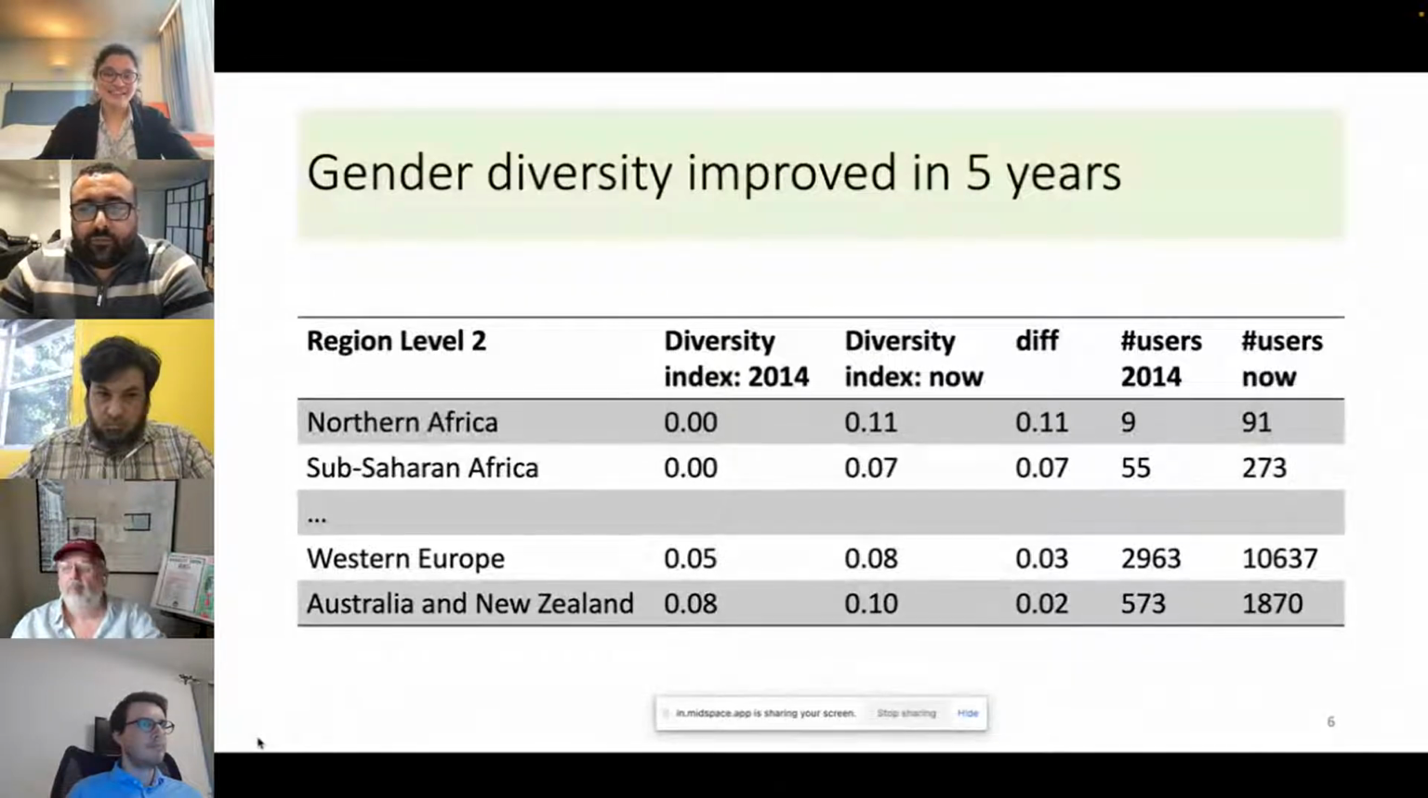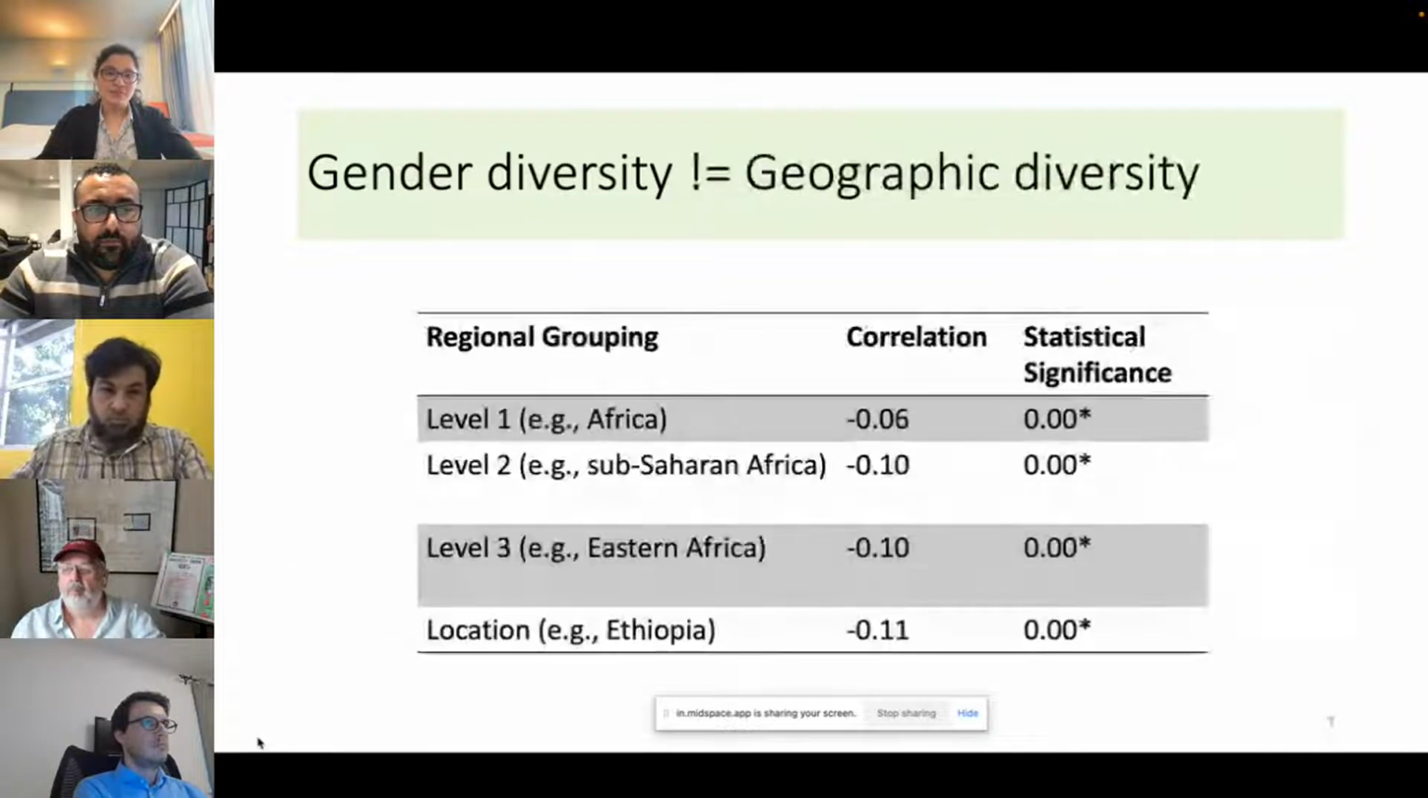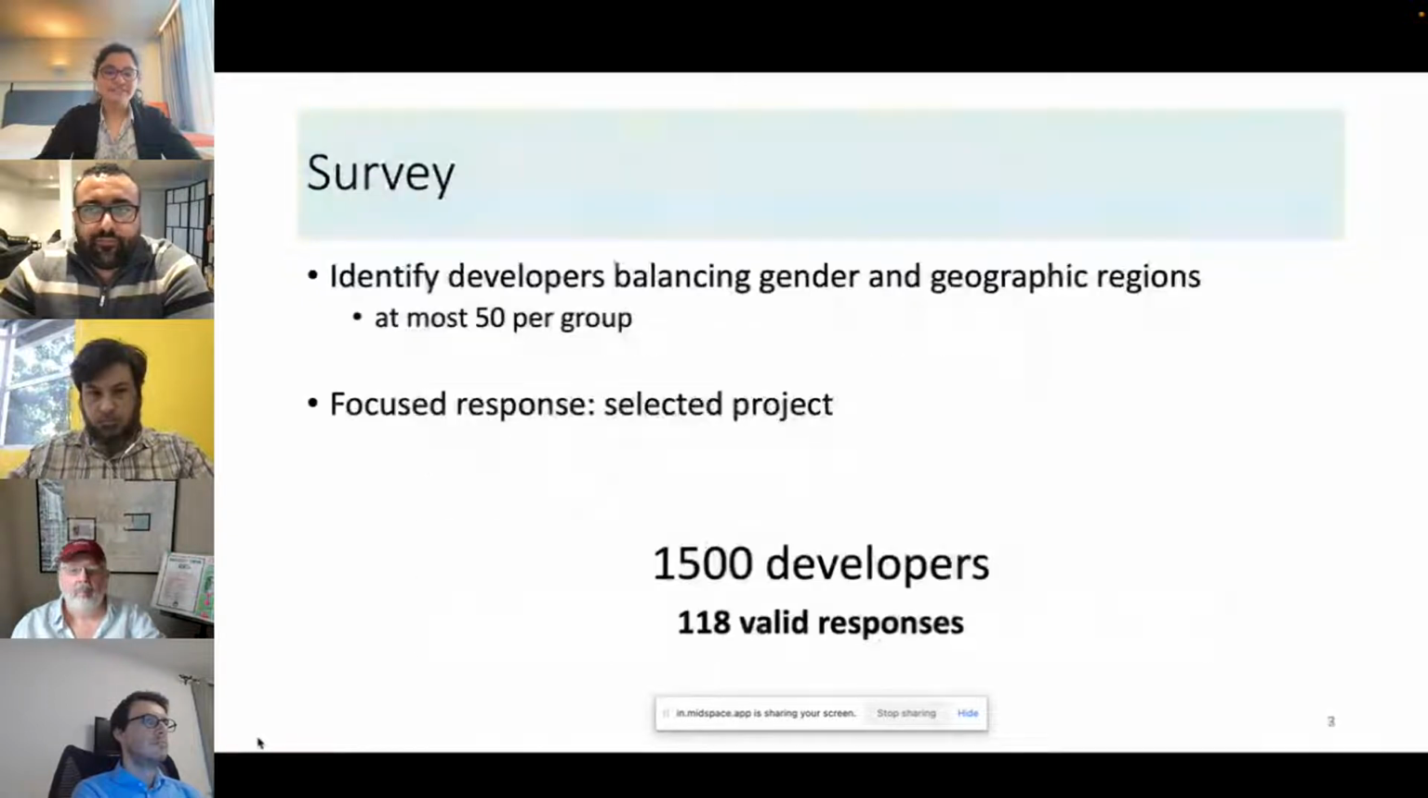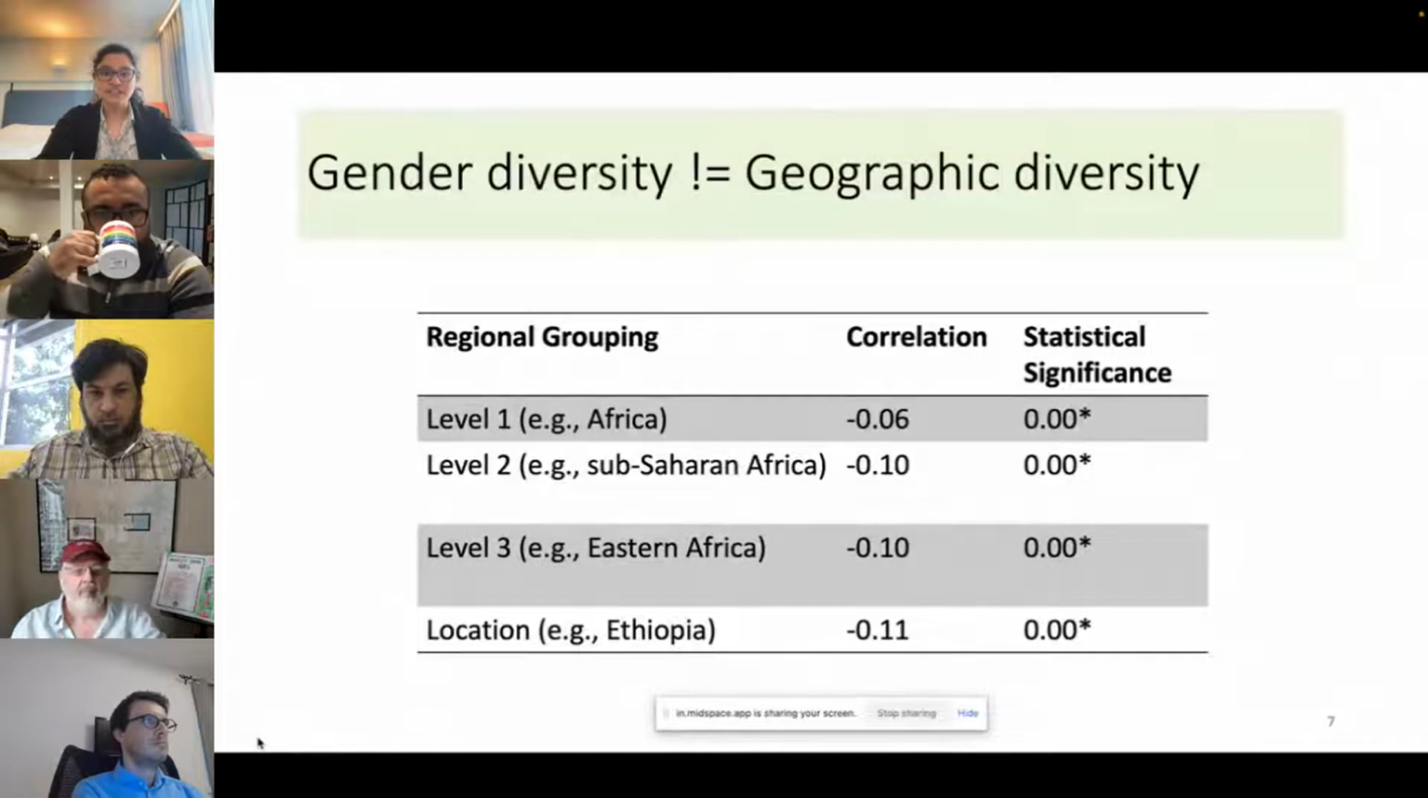But the good news is that there has been a small improvement in gender diversity in the last 5 years, with Northern Africa leading the list. I believe this can be attributed to all the initiatives taken in the field of computing and the industry to promote gender diversity. Our next analysis was to see if there is any correlation between gender diversity and geographic diversity. To our surprise, we saw a negative correlation between gender and geographic diversity, which means, if it holds true, that trying to increase gender diversity could negatively influence geographic diversity and vice versa. But this is something that future research should investigate.